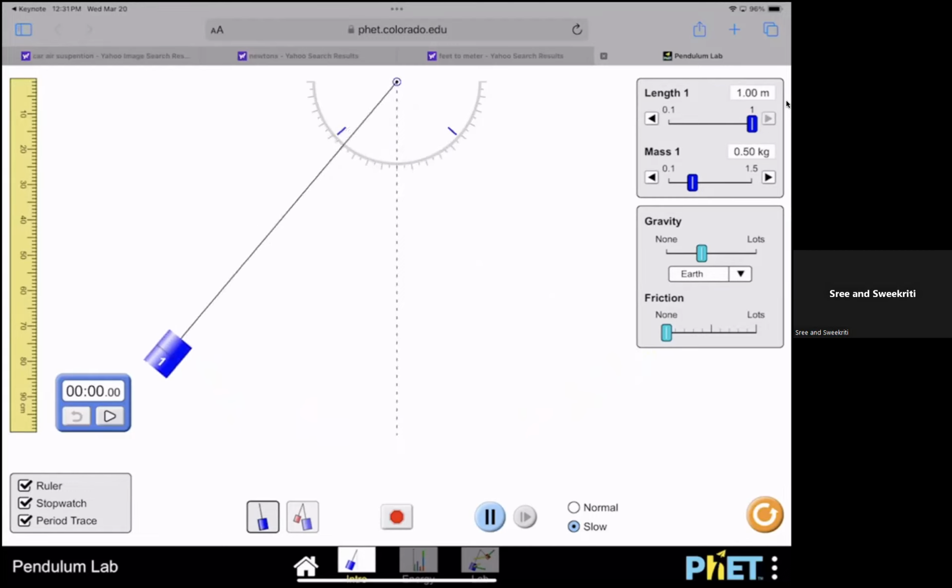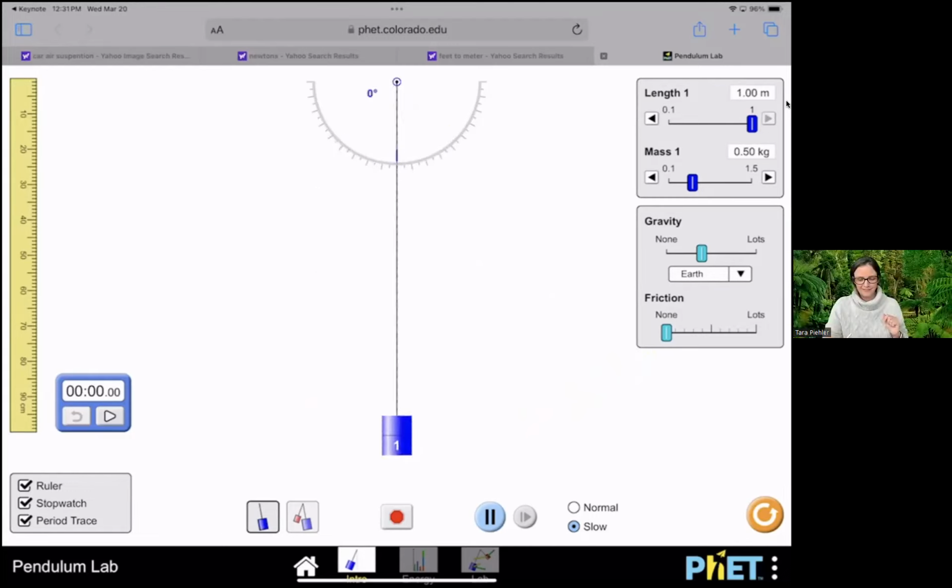Amplitude. Okay, so does the amplitude matter? Is that in our equation? It might not be in it, but we do need it.